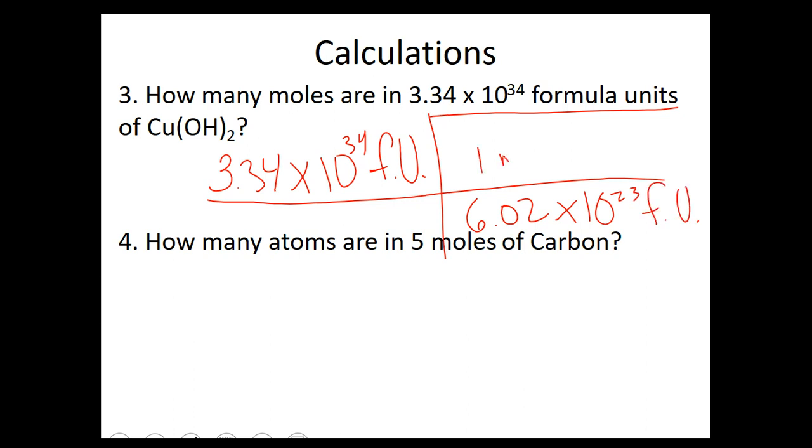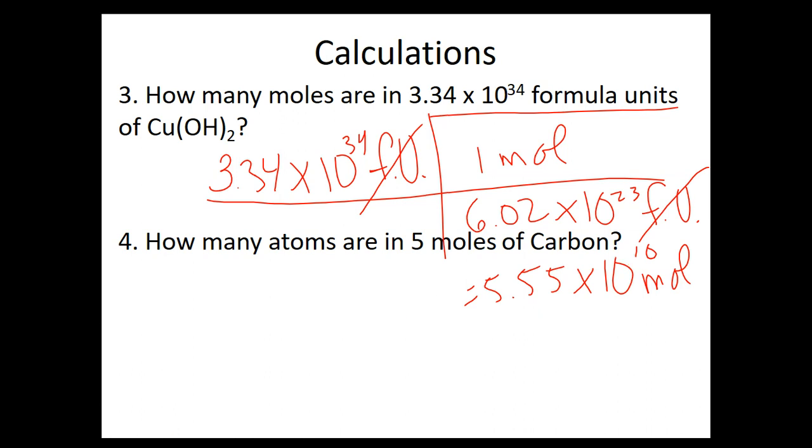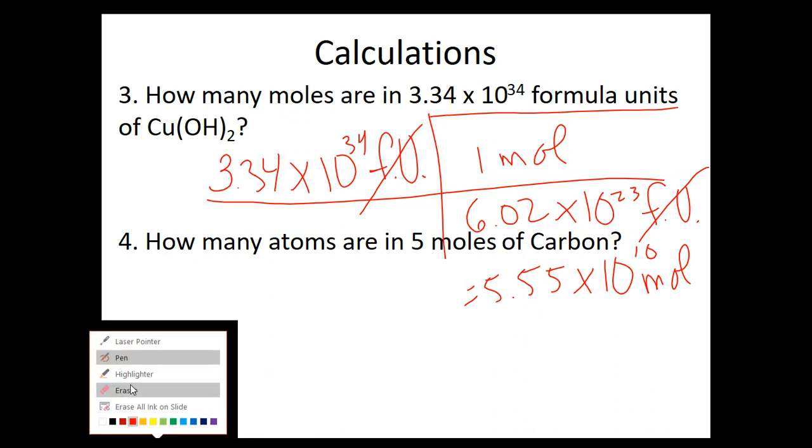Yes, please write your units. Therefore, 1 mole goes at the top. Let's put it in our calculator, 3.34, second, EE, 34, divided by, because that 6.02 is on the bottom, 6.02, second, E, 23, and you should get 5.5, and that's 48, but I'm going to round that 4 up to a 5, so 5.55 times 10 to the 10th, and formula units goes away, and my unit is mole. Okay, again, if you're not able to get that, you need to check your calculator, see what's happening there.